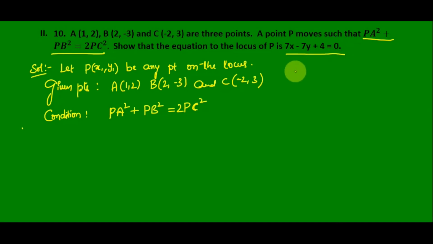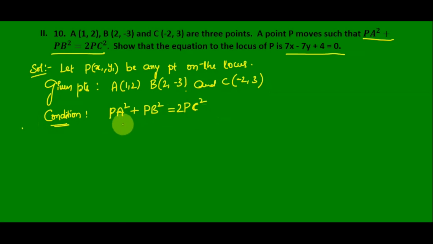So here also we'll follow the same steps that we did for all the problems in this chapter, that is solution. First step is: let P(x1, y1) be any point on the locus. Then the given points are A 1 comma 2, B 2 comma minus 3 and C is minus 2 comma 3. Then the important third step is the condition. Here the condition is PA square plus PB square is equal to 2 times PC square.